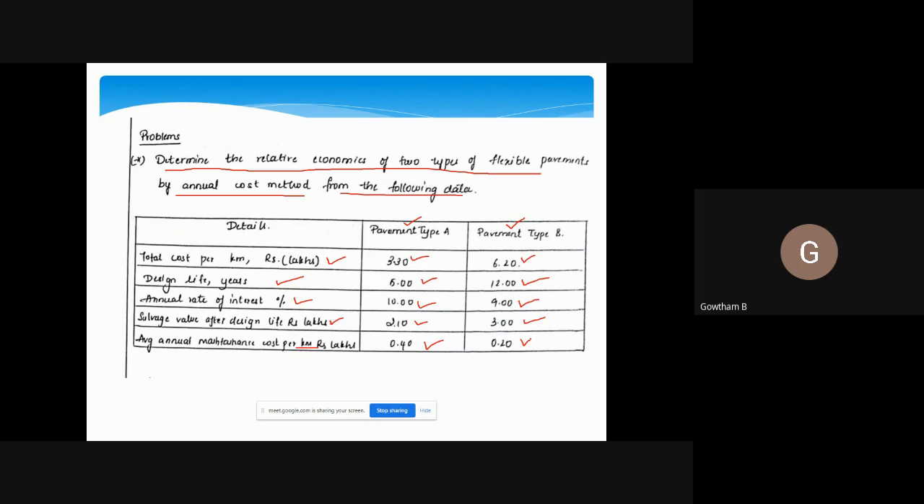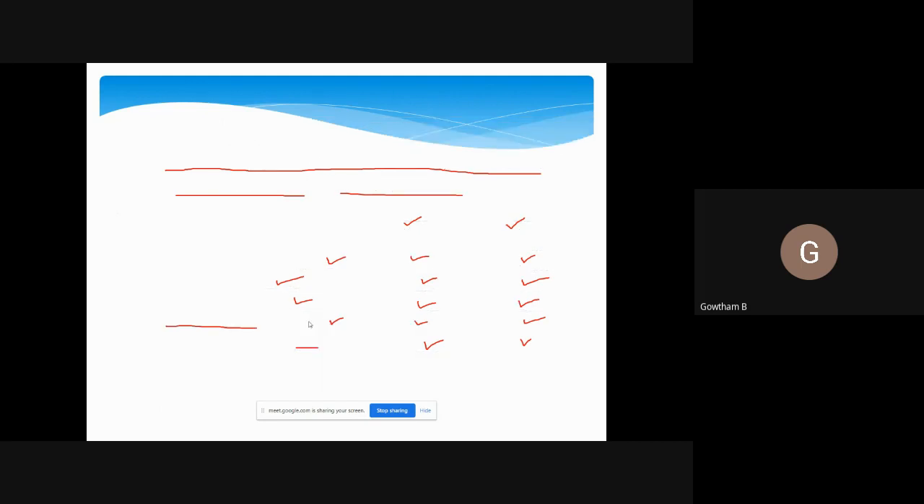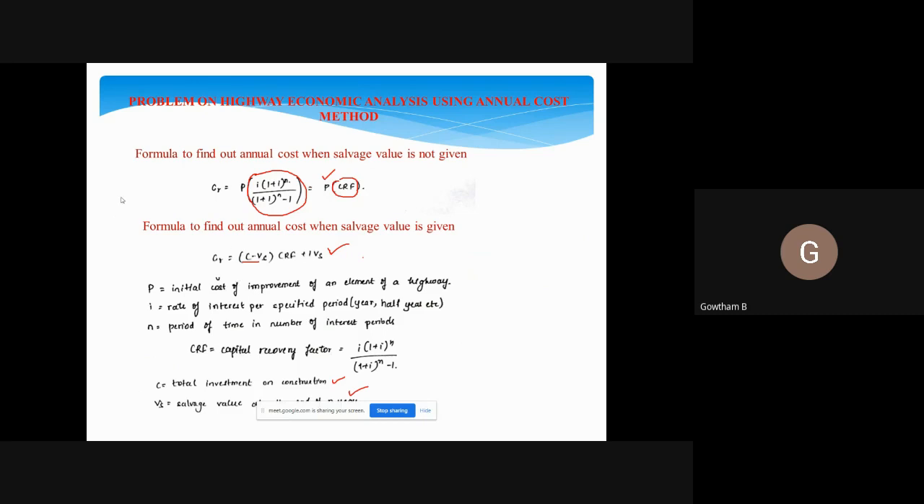Now, in the economic analysis, as I explained in the previous slide, we have two formulas: one when salvage value is given, and another when salvage value is not given. In this problem, you can see salvage value is given for both pavements. Therefore, straight away you have to use the second formula. Let's have a look at it. The formula to find the annual cost when salvage value is given is CR is equal to (C minus Vs) into CRF plus I into Vs.